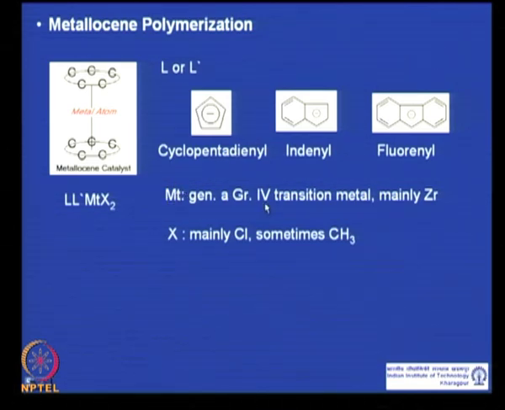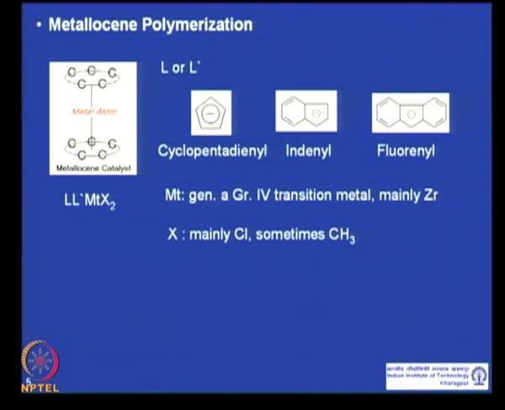Generally, the metal used is a group 4 transition metal, and in most cases it is zirconium. So, zirconocene is what is mostly used in the case of metallocene polymers, and X is in most cases a chloride and sometimes CH3. Now, this is like the titanium transition metal in your Ziegler-Natta polymerization. This requires another co-catalyst like alkyl aluminum, as in the case of Ziegler-Natta polymerization. But if you use alkyl aluminum, then the stereospecificity was not very high.